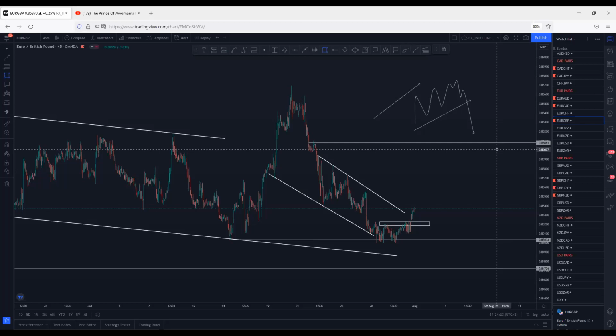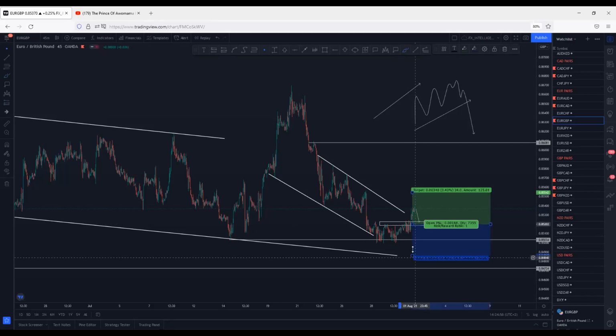Me, I take a trade when I see a pullback, a reversal pattern, or a continuation pattern only. It's my rules. So even here, it's Euro GBP. If the market decided to come back here and test this line here, let me show you, and test this strong point here, it's where I will take a trade. At least my stop loss will be here.